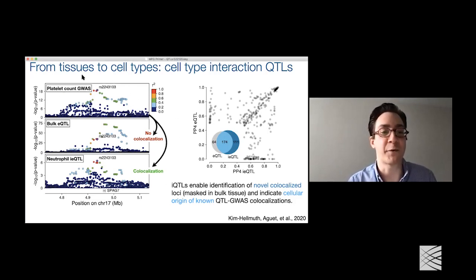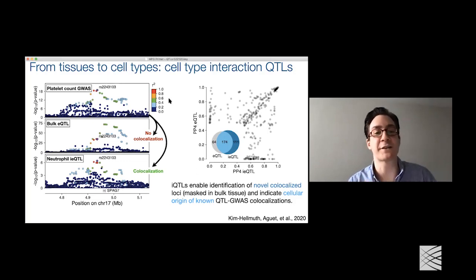Typically, we're showing the locus for an example gene here, and we try to identify a QTL that underlies the association that we see with the GWAS signal. The example here shows that we're not able to identify such a colocalization with just the bulk QTL signal. But when we apply these context-dependent analyses and try to identify cell type specific effects, in this case looking for QTLs that depend on the enrichment of neutrophils, we then pick up a QTL signal that colocalizes very well with the GWAS.